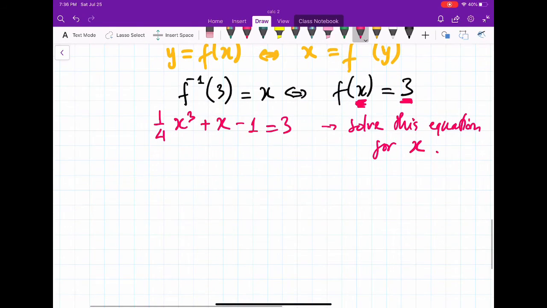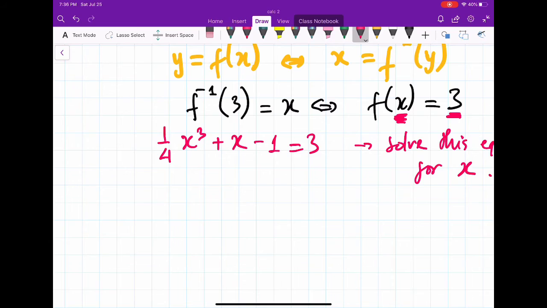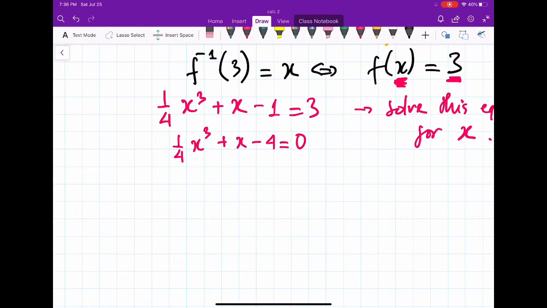So let's solve this equation. I have 1/4 x cubed plus x minus 4 equal to 0. Let's do this: x cubed plus 4x minus 16 equal to 0. So you have a cubic equation, and of course you can guess, right? I hope that you learned from high school or pre-calculus how to guess a solution of such an equation.